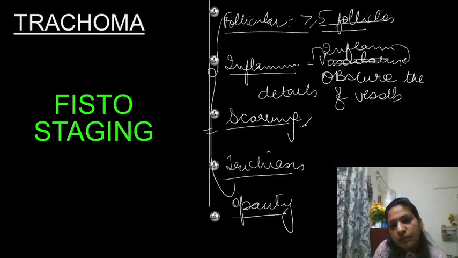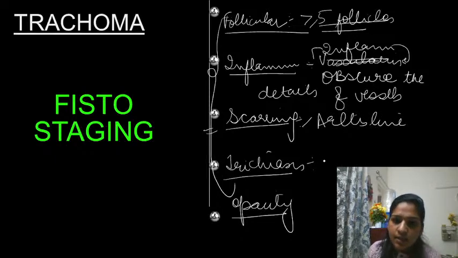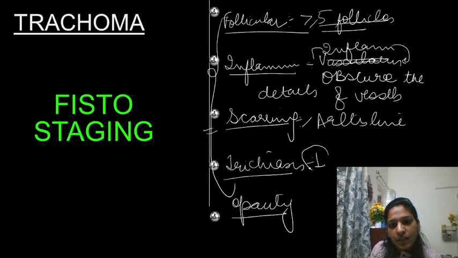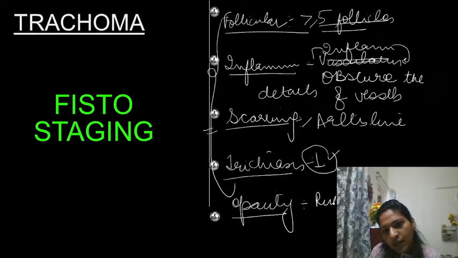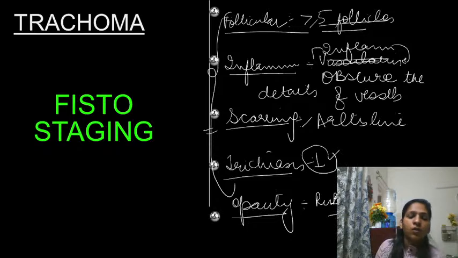Scarring: arch line is present. Trichiasis is the inward turning of the eyelashes. Even one trichiatic lash in the patient is considered in the FISTO staging. When there is inward turning of the lashes, it causes rubbing over the cornea and causes corneal opacity. So that is all for the FISTO staging.